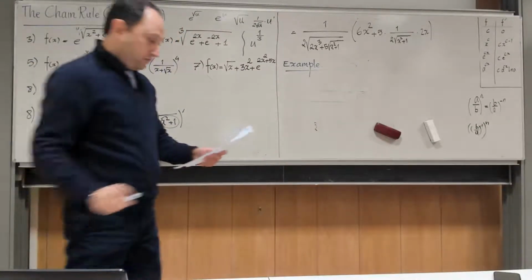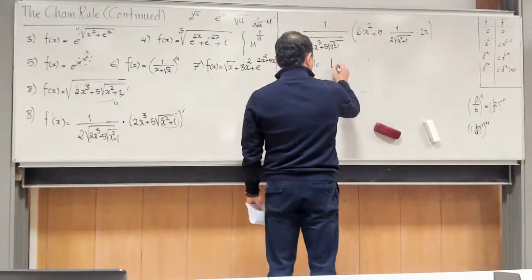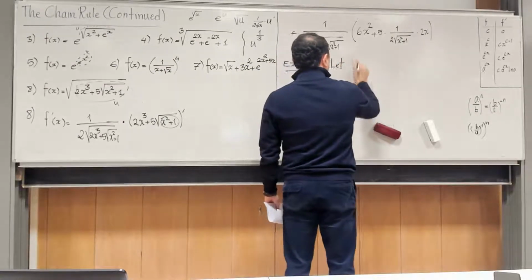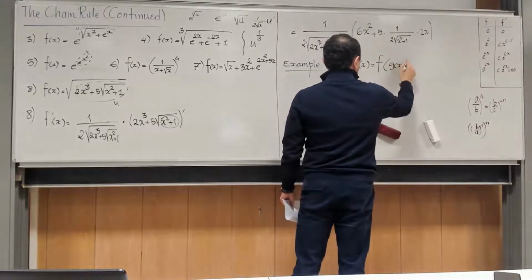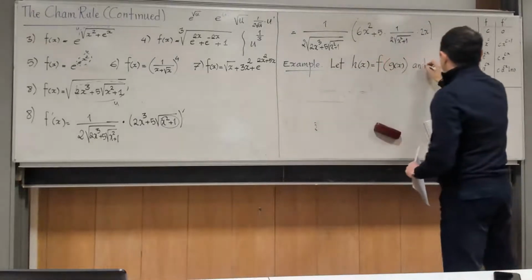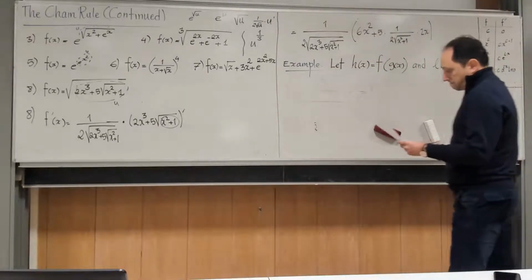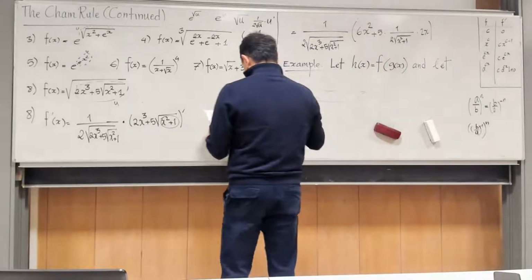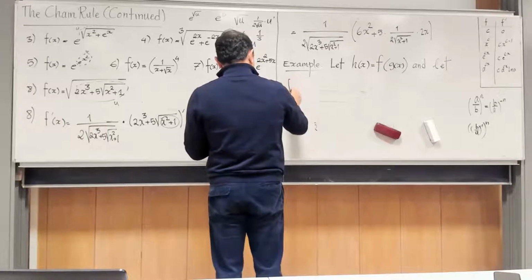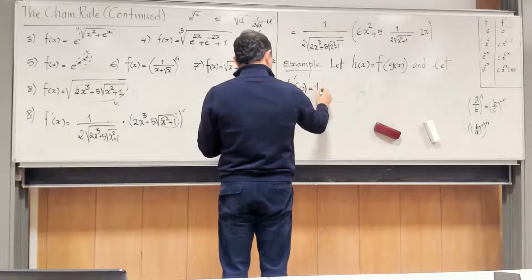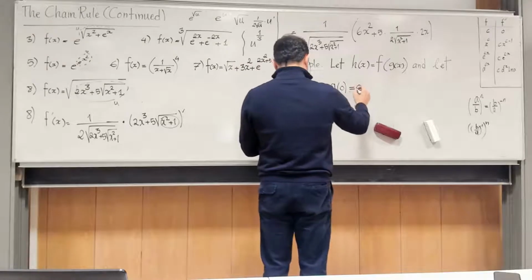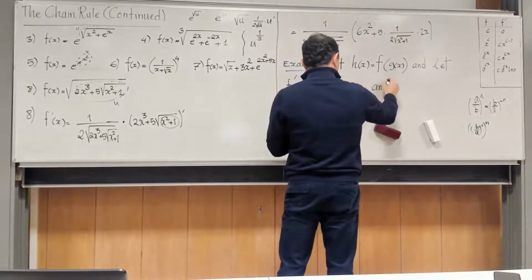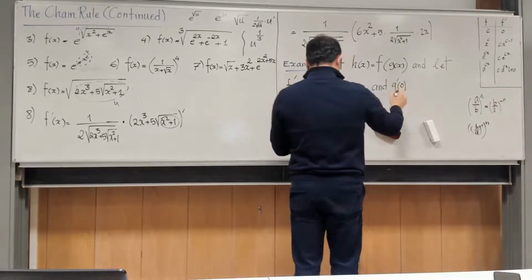yeah, let me write it in this form. Let h of x be f of g of x, and let, so these numbers should be adjusted very well, otherwise it is not possible to solve. So f prime of 0 is 1, g of 0 is 0, and g prime of 0 is 3.